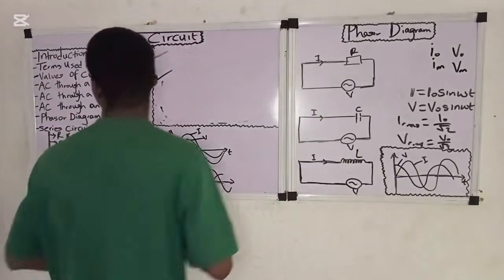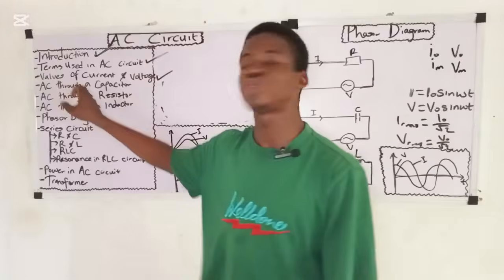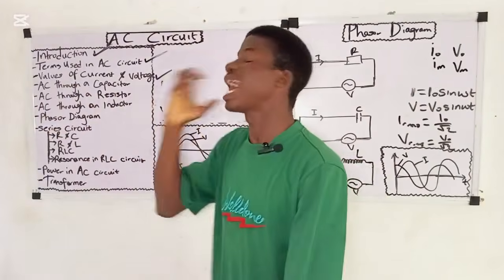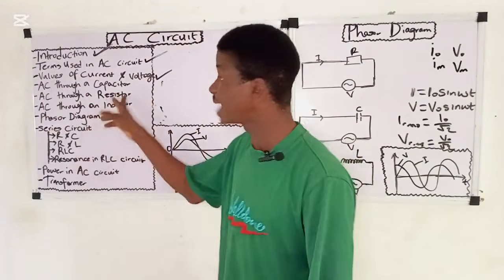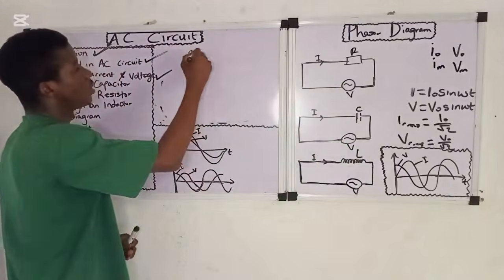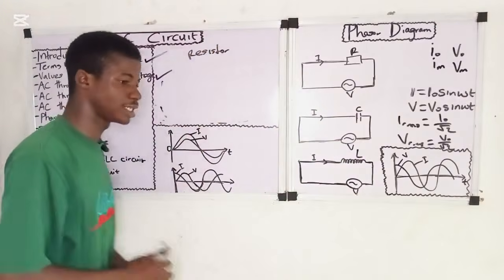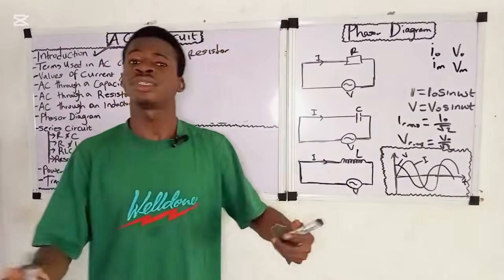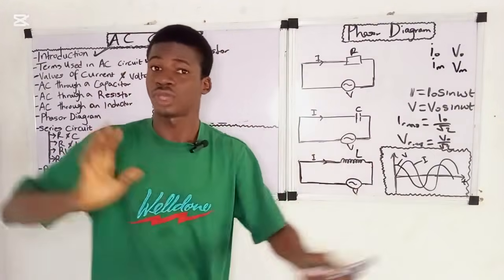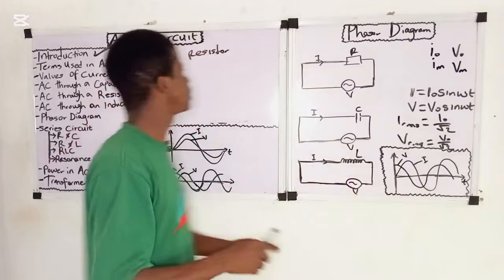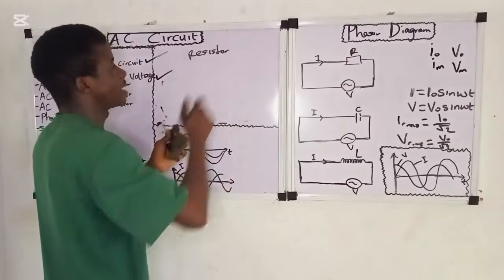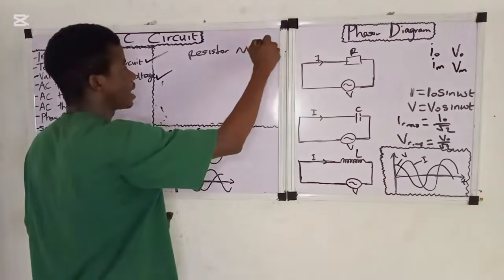Now the next part we are going to deal with is alternating current through a capacitor, alternating current through a resistor, and alternating current through an inductor. At first let's start with a resistor. We all know a resistor, right? A resistor produces resistance. So what is resistance? Resistance is the opposition to the flow of current. A resistor is represented by a symbol like this, or you can represent it like this.